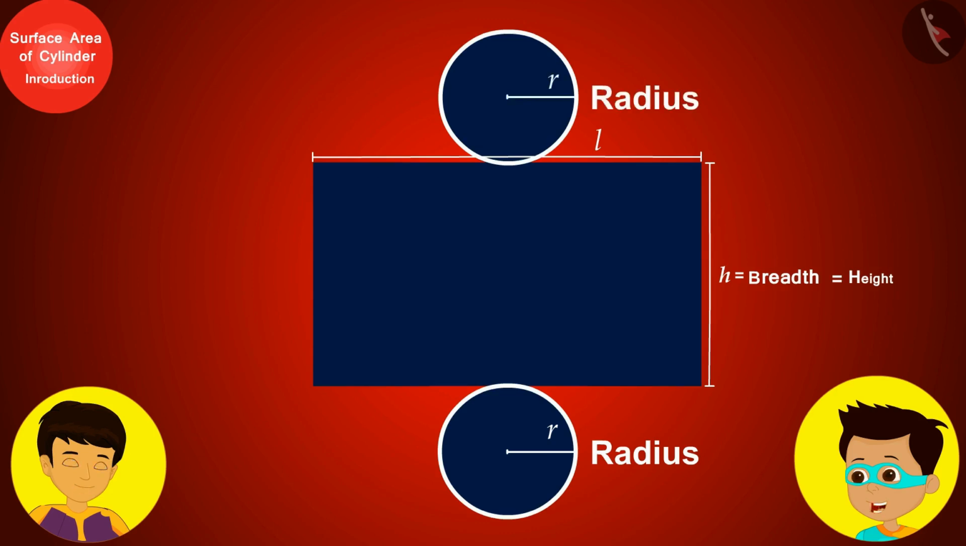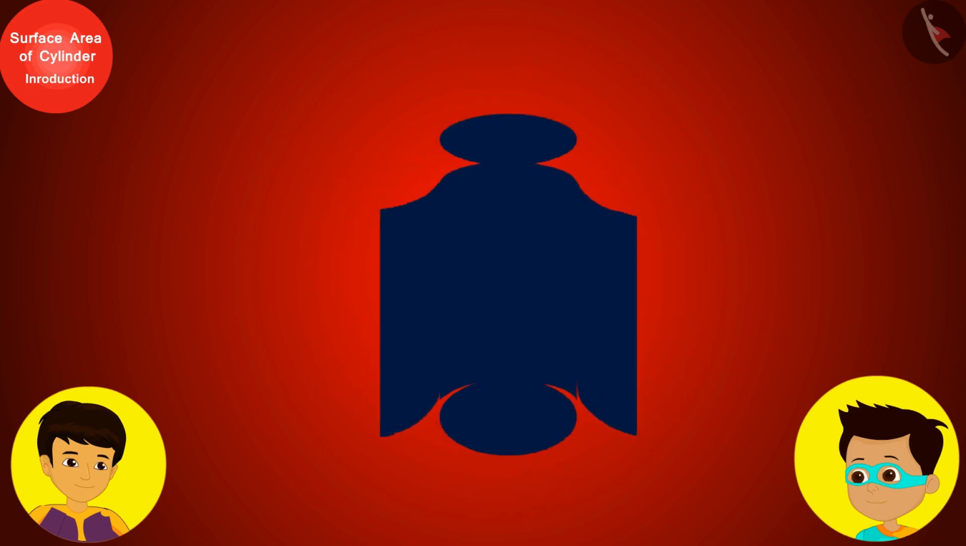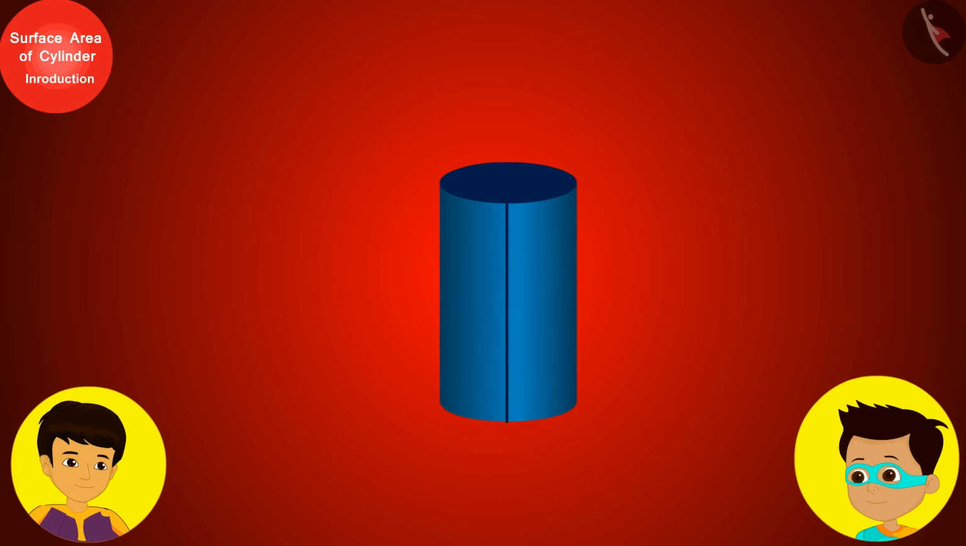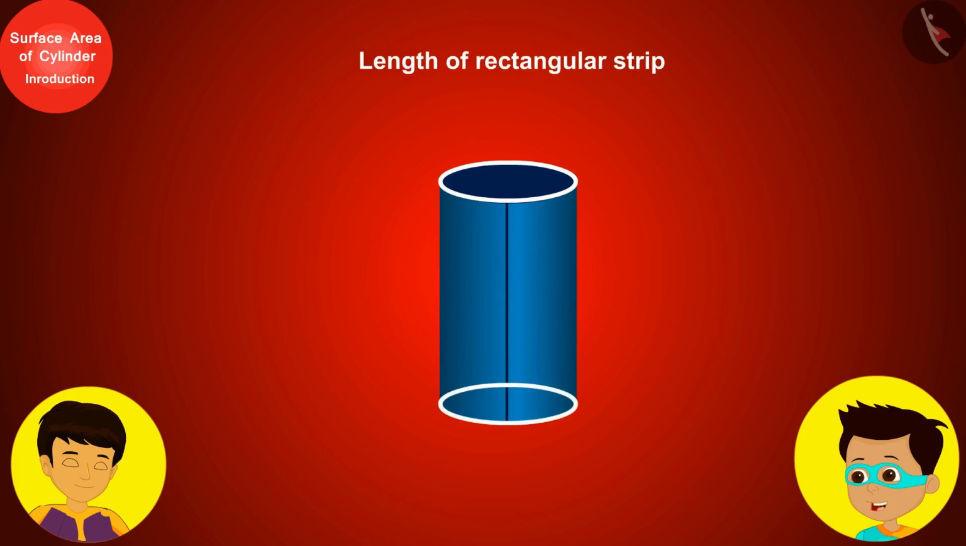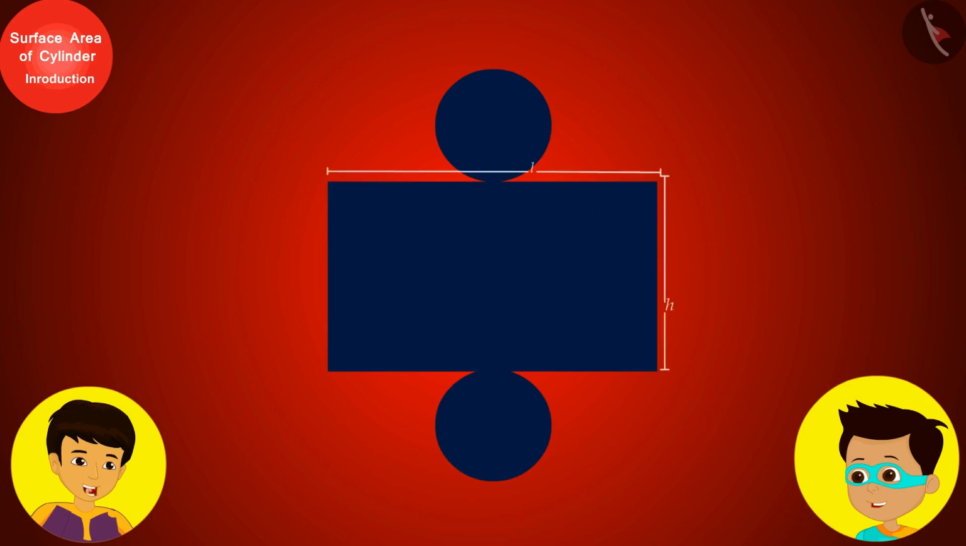Look, Thomas, if we fold this rectangular strip of this flat cylindrical shape in such a way, we will find that the length of this rectangular strip is equal to the circumferences of the top and bottom circles of the cylinder. Therefore, we can say that the length of this rectangular strip is equal to 2 pi r. And now if we add this rectangular strip and the areas of these top and bottom circles, then we will get the size of your cloth.